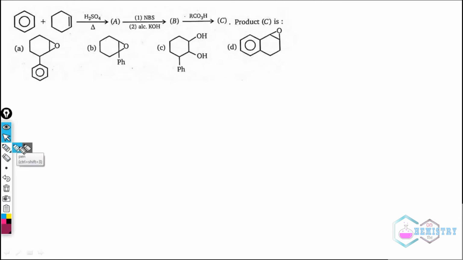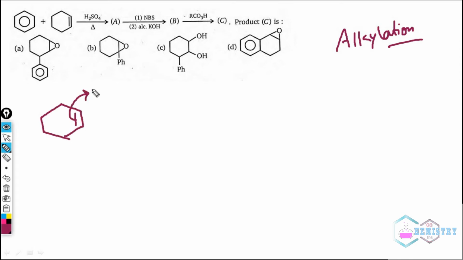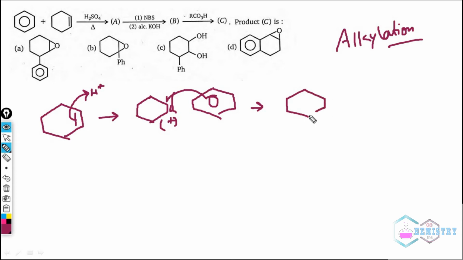Now coming to this problem, what happened out there? This does not look familiar, but this is an example of Friedel-Crafts alkylation. The first reaction is a Friedel-Crafts alkylation. How will it occur? This will take up a hydrogen and it will form an electropositive center. Then this electron will attack the electropositive center to form this type of compound. Or we can write it like this.